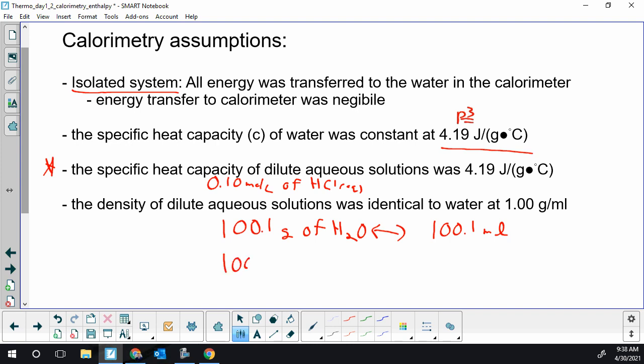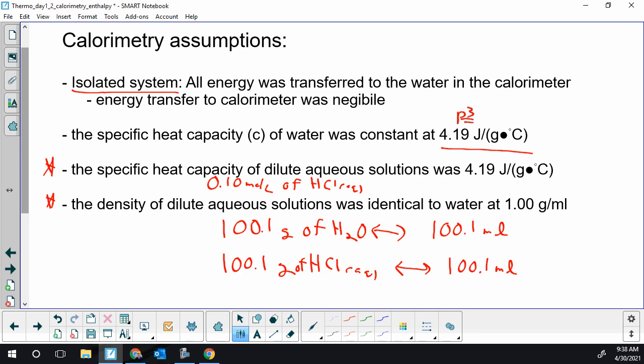If we had 100.1 grams of HCl aqueous, we're going to use that 1-to-1 ratio and assume it's 100.1 mL. The more concentrated the aqueous solution, the more this becomes slightly problematic, but in all your test questions, you're going to use this assumption. And in your first lab in this course, you'll mix a dilute acid and a dilute base, and you'll assume both of these last two assumptions.